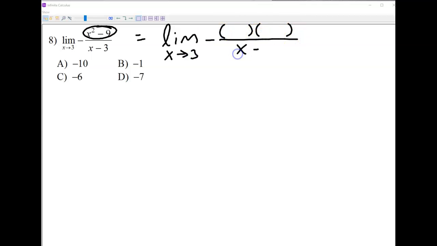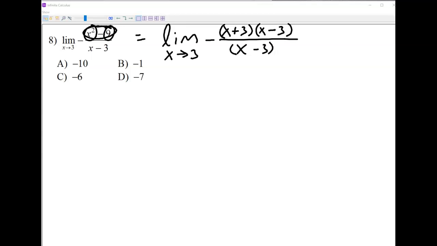Got to know how to do that factoring once again. That's not going to go away. All right, so we asked ourselves, what times what makes x squared? Well, that would be x times x. And what times what makes 9? That's going to be 3 and 3. And one of those is a positive and a negative. That's what we call the difference of squares.